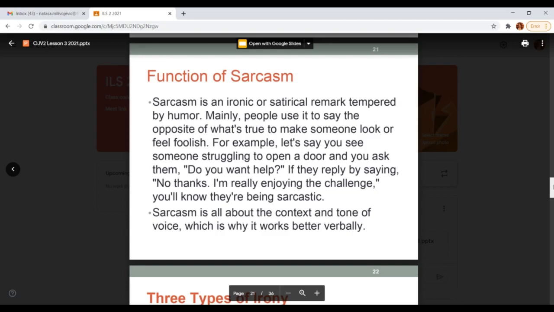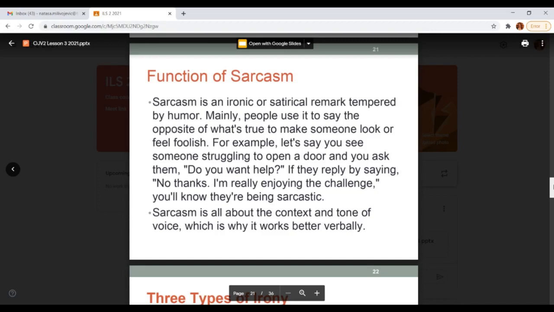So, for example, if you see somebody struggling to open the door and you ask them, "Do you need help?" And they say something like, "No, thanks, I'm just enjoying the challenge," it's obvious that this is them being sarcastic, because it's obvious that they need help. So if you ask them, "Do you need help in such a situation?" That's what you get, right, as a reply.